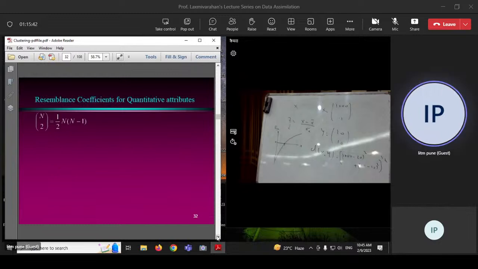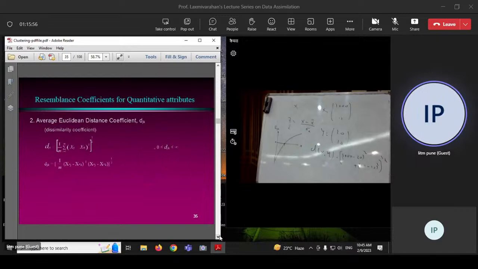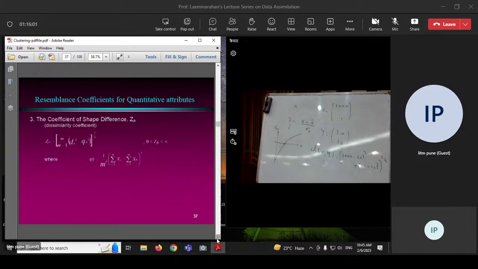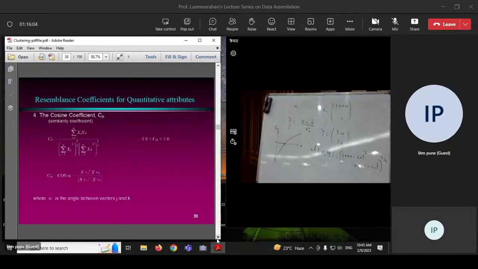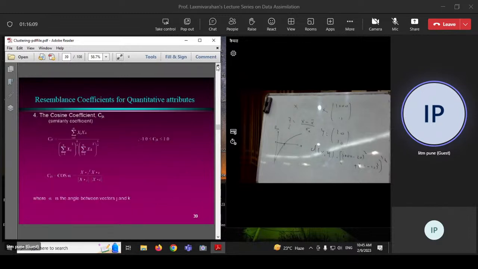We already talked about this: if I have n objects, the number of pairwise resemblance coefficients is n times n minus 1 by 2. That many pairs. So Euclidean distance, average Euclidean distance, is what we talked about in the last class. I also told you that the cosine of the angle between the two could be a similarity. Now I'm doing the same problem by changing the measure. I'm trying to solve the same problem in every possible way so that you get a handle on the performance of each of these algorithms.